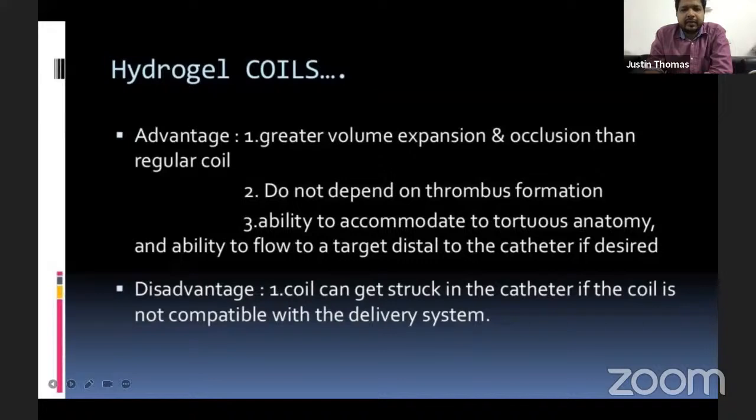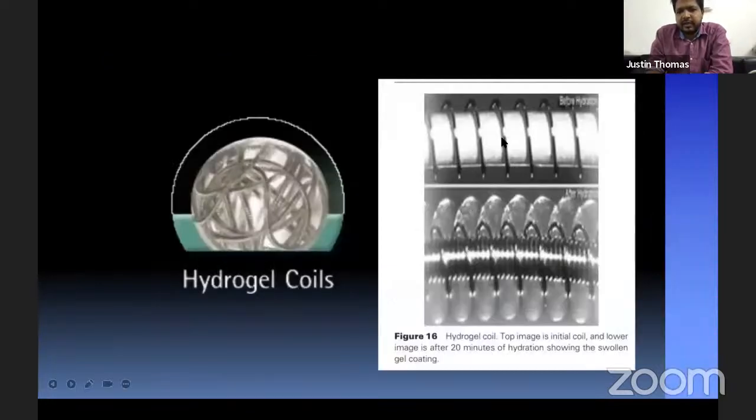So there is a good volume expansion with these hydrogel coils, and it causes more occlusion than the regular coils. And it does not depend on thrombus formation, and it has the ability to accommodate tortuous anatomy and the ability to flow to the target vessel through the catheter. But if a non-compatible catheter is used, then there is a chance of it getting stuck inside the catheter. These are hydrogel coils. This is coated with the hydrogel polymer. On release, this will expand and entirely fill the cavity.